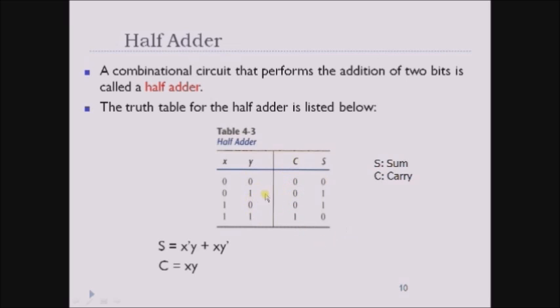Okay, now you have got the truth table. Now you have to plot the K-map for C as well as for S. Okay, so I have plotted the K-maps, and I've got this kind of expression where you can see sum equals x complement y plus x y complement, and C equals x y. So by looking at this expression, we can say that S, or sum function, is implemented as XOR function, and carry function is implemented as AND function.